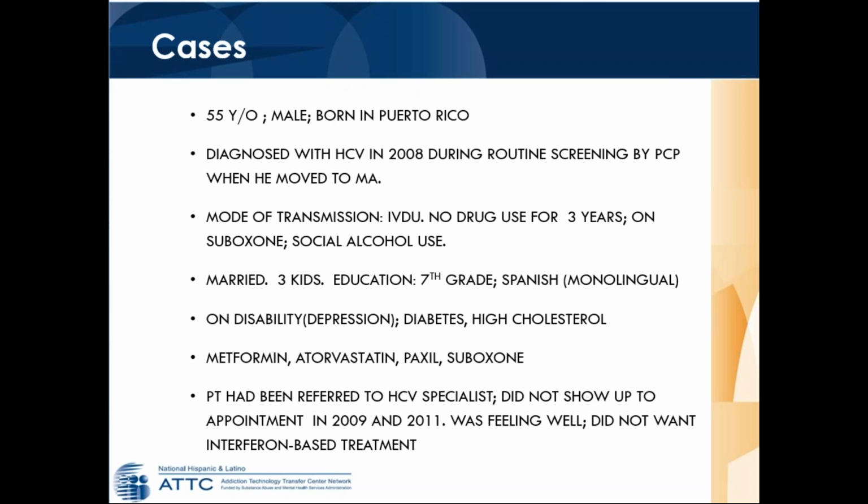He has been referred to a hepatitis C specialist, but he did not show up to his appointment in 2009 and 2011 because he was feeling well and he did not want to be treated with interferon, and that is a very common barrier. People, again, do not have symptoms. Most people do not have symptoms and they do feel well and they do not understand what hepatitis C can do to their bodies, and they do not want to get a treatment that they do not understand, especially the older treatments like interferon, where it could cause side effects that were not very pleasant. However, treatments have changed, and interferon is not part of the current treatment modalities for hepatitis C right now.